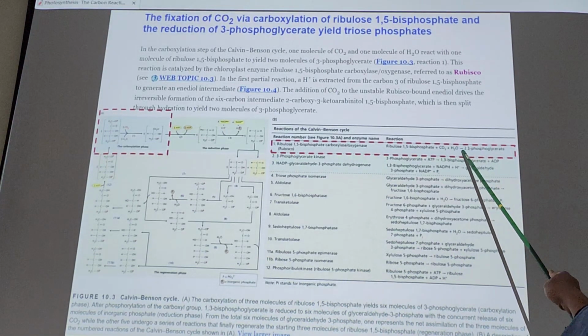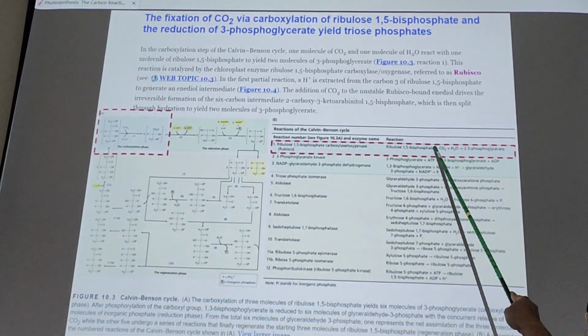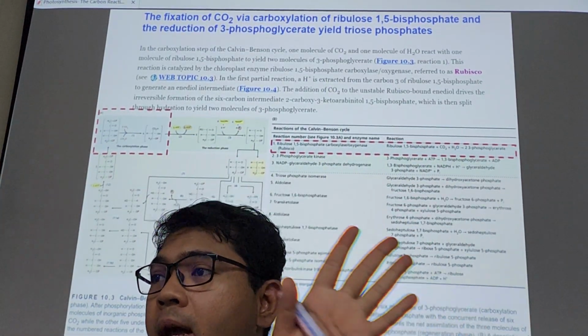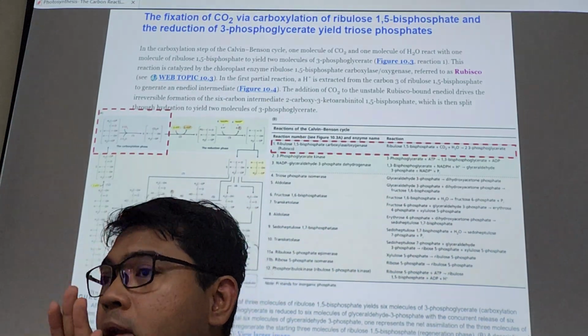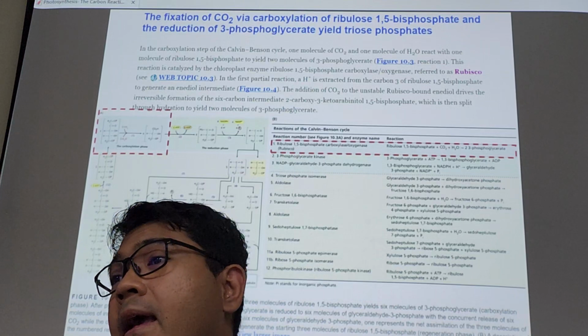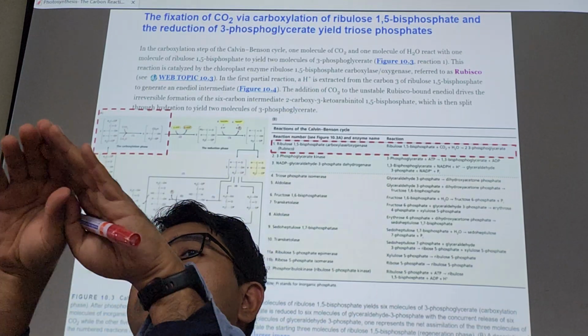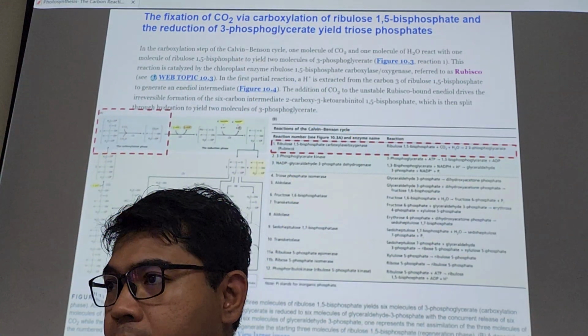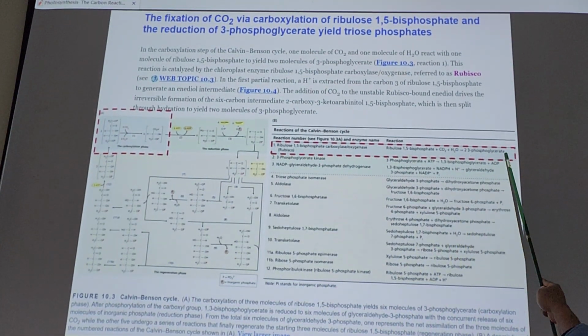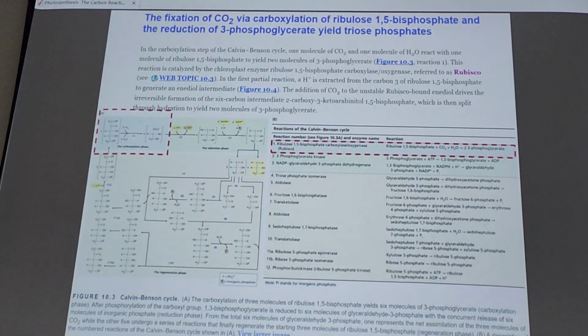How come? Why 2? RuBP, 5 carbon. CO2, 1 carbon. You bring them together, you will get a 6-carbon molecule. This 6-carbon molecule is super unstable, maybe less than a second, it will quickly break down. It becomes 3-phosphoglycerate, 2 molecules of it, right?